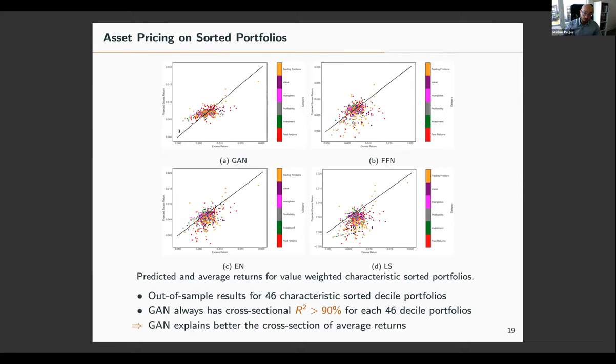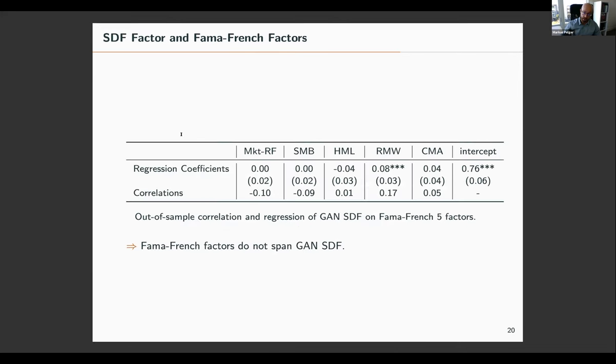I have 46 characteristics. For each of these characteristics, I can form 10 value-weighted decile portfolios, which gives me 460 standard test assets. I can look at the mean returns of these portfolios and the model-implied mean return, and I do this here for the GAN model. If all these points were on a 45 degree line, I would have a perfect model. I don't have a perfect model, but I get the monotonicity right. If I use a forecasting model, you see there are more characteristics for the portfolios that are mispriced, and the same holds if you use these linear models. So in this sense, we have better asset pricing results. And we show this with metrics for all of these individual test assets.